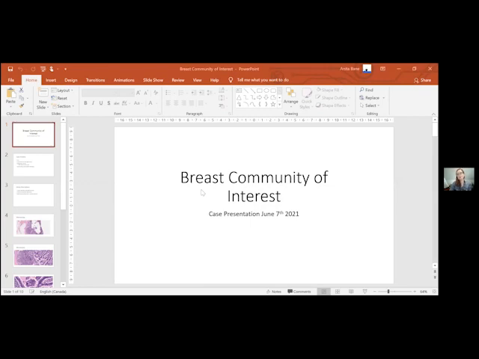So I have what I thought was an interesting case to share with everybody, moving away from the spectrum of phyllodes tumor, but into an area that has undergone a little bit of reclassification with the 5th edition of the WHO breast tumor classification. So let me see if I can advance this.